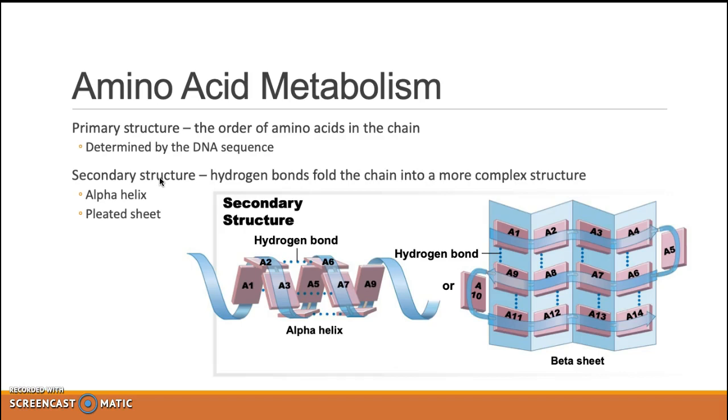Then we're going to form the secondary structure, and there are going to be some hydrogen bonds that form between the different amino acids. That can form either an alpha helix, the one that looks like a little ribbon here, or a pleated sheet over on this side. The pleated sheet reminds me of in the summer when you're hot and you fold a piece of paper up to make a fan. That's kind of what this pleated sheet is going to look like.